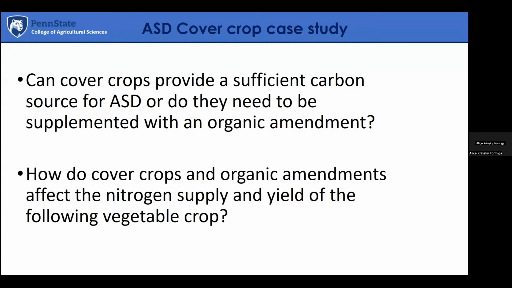And when we did try supplementing with an organic amendment, we were interested in both the cover crops alone and those with the added amendment, how those combinations affected both the nitrogen supply and the yield of the following vegetable crop.